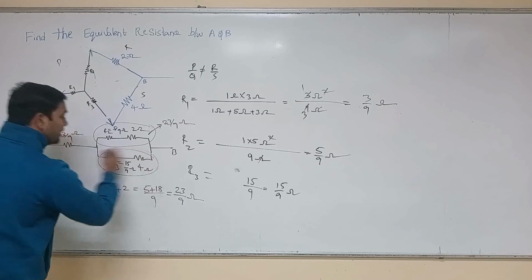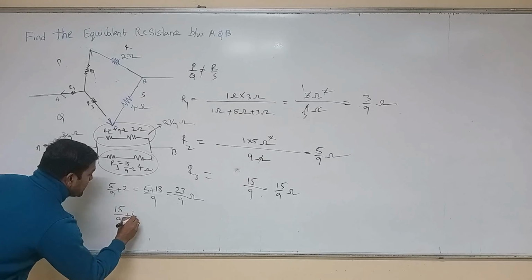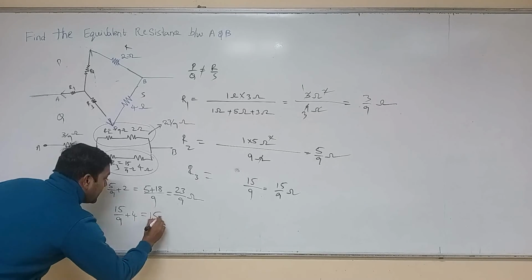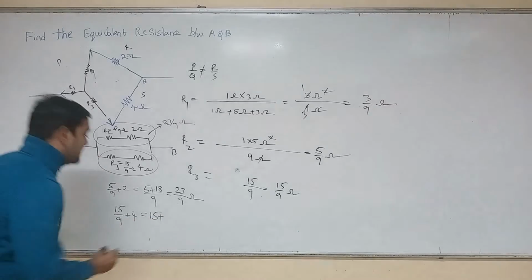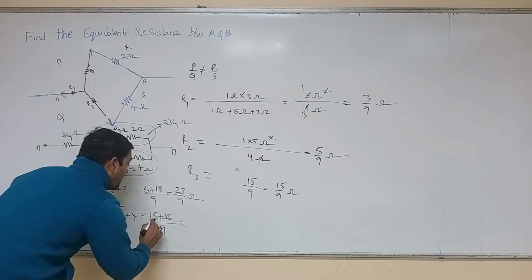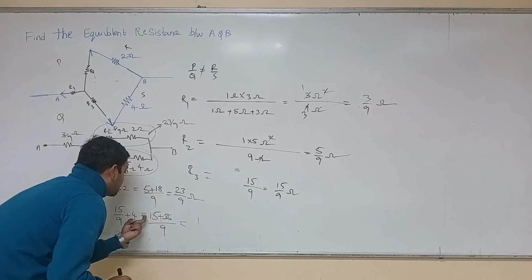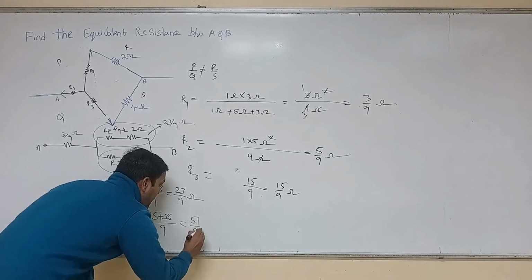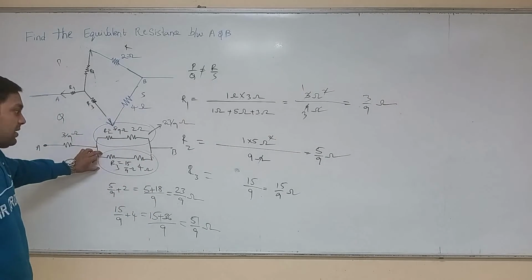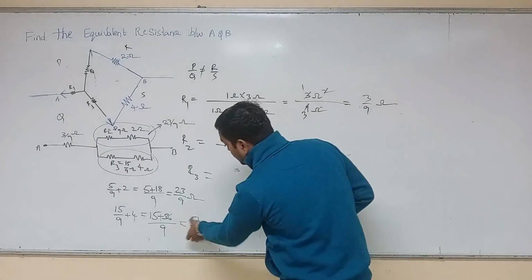And what happens here? Here we are having 15 by 9 plus 4. So 15 by 9 plus 4 will be equal to 15 plus 36 by 9, since 4 nines are 36. So 51 by 9 ohms. So here what happens? These two are in parallel, right? So we can take that these two are in parallel.